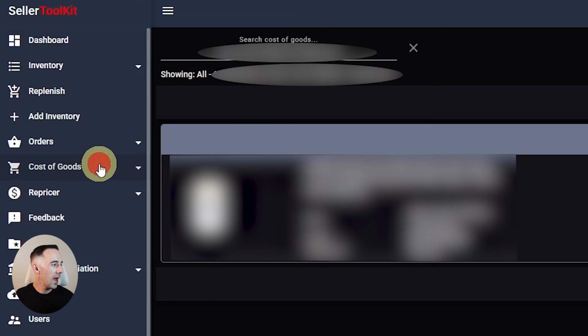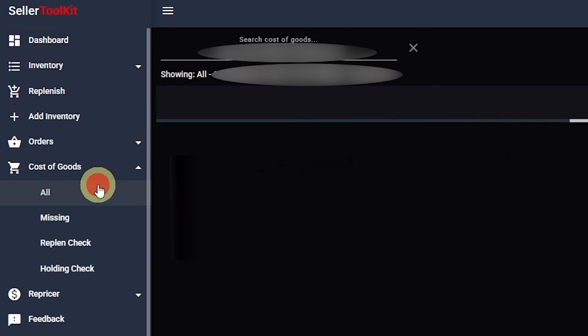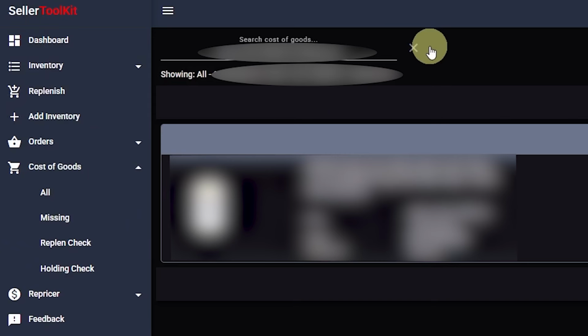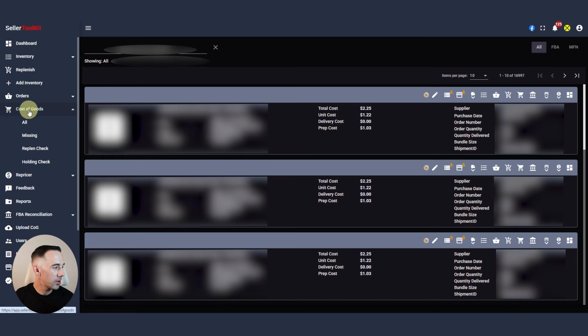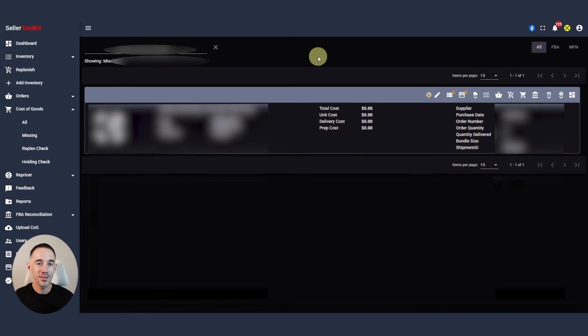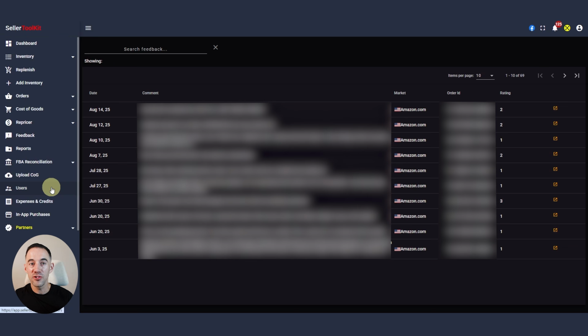Now, on top of this, we have obviously cost of goods. We just kind of talked about that. Really simple. You can upload your cost of goods or manually edit them. In there, you have the great section of missing. So if you're missing any cost of goods, just go there, add it in straight away. I'll come back to the repricer in a minute. It's got a feedback manager, so you can look at all your feedback. You can reply to the feedback really simply, and it's just going to help you manage that.